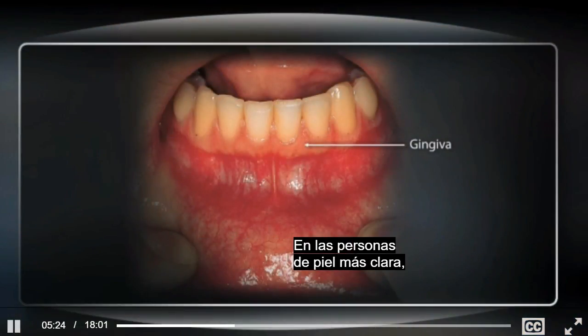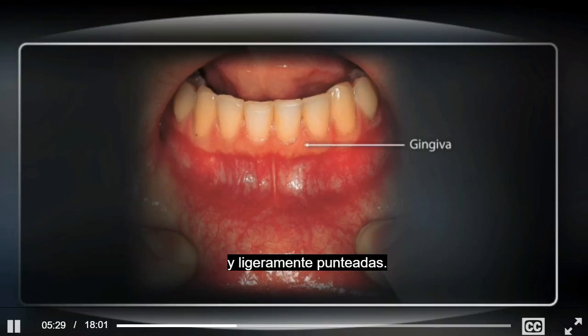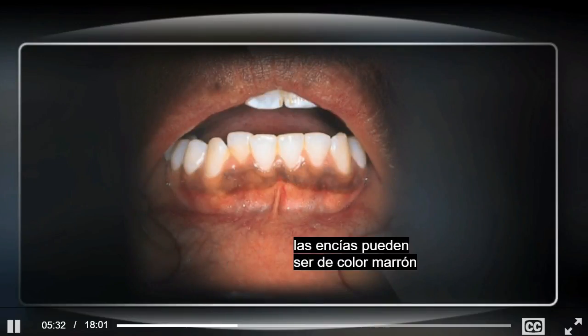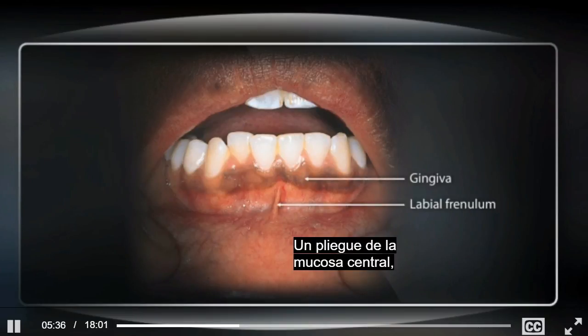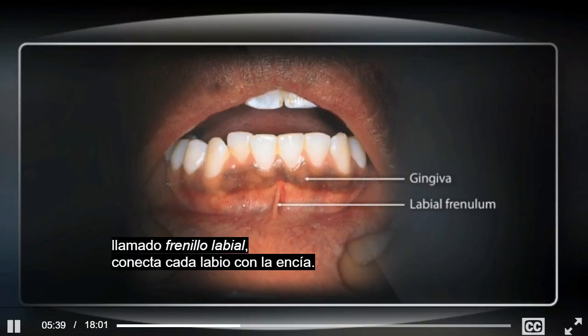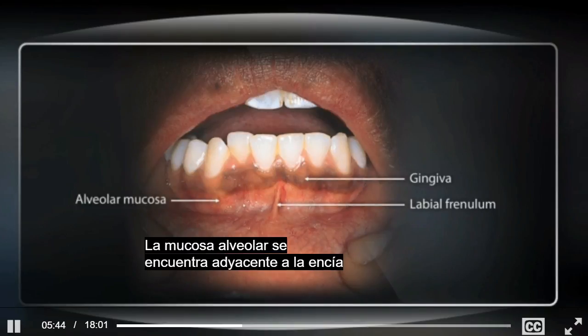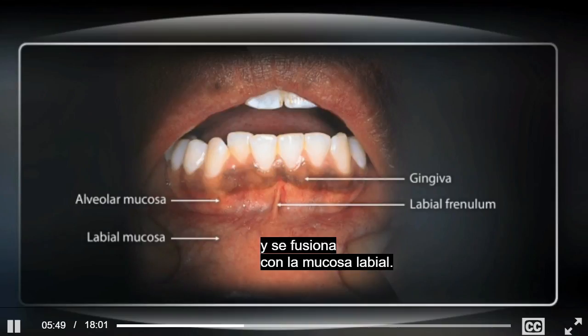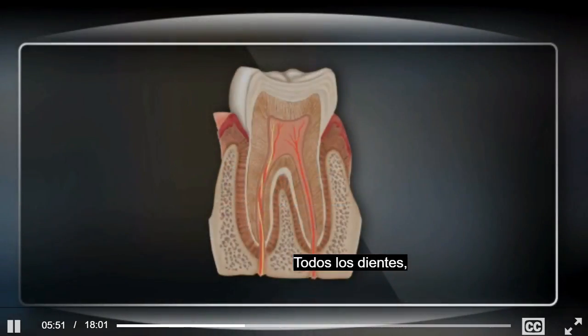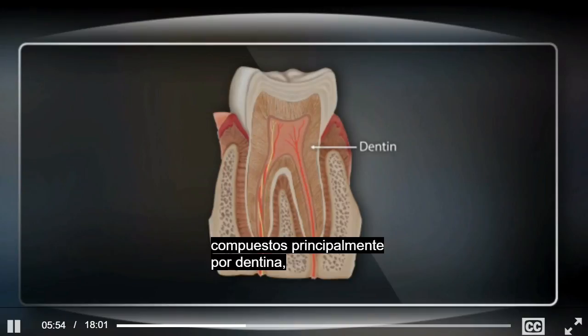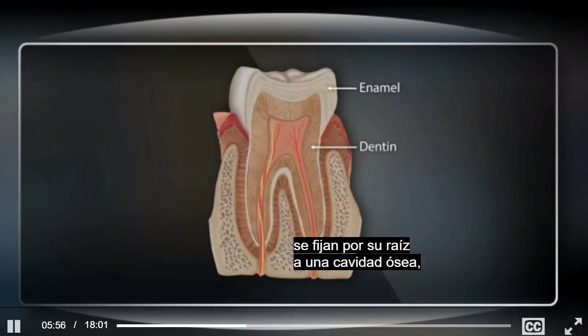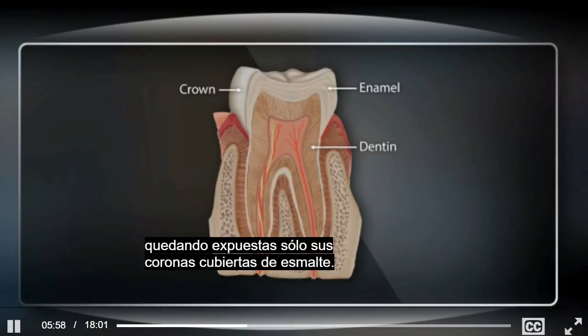In lighter-skinned people, the gingiva are pale or coral pink and lightly stippled. In darker-skinned people, the gingiva may be diffusely or partly brown. A midline mucosal fold, called a labial frenulum, connects each lip with the gingiva. Adjacent to the gingiva is the alveolar mucosa, which merges with the labial mucosa of the lip. Each tooth, composed chiefly of dentin, lies rooted in a bony socket with only its enamel-covered crown exposed.